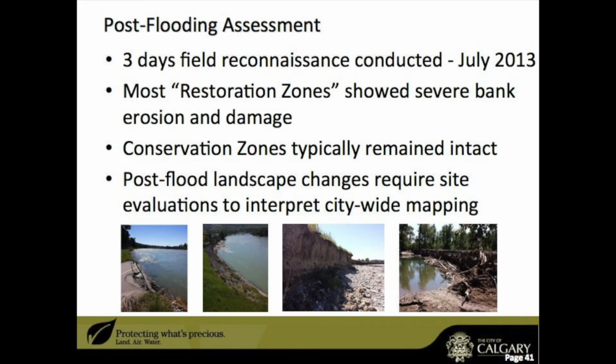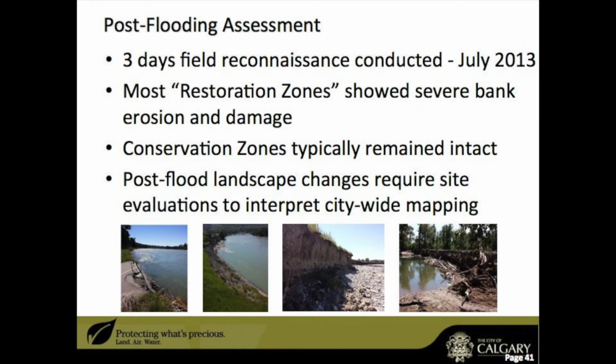So we did a post-flooding assessment, post-flooding reconnaissance with Cows and Fish in July 2013, because of course the first question after handing this in was, is any of this still valid now that all the riparian areas have changed? And so we did 3 days of field reconnaissance, and what we found is most of the restoration zones we identified showed severe bank erosion and damage, whereas the conservation zones, which are generally natural open spaces with intact, healthy riparian areas, those typically remained intact.